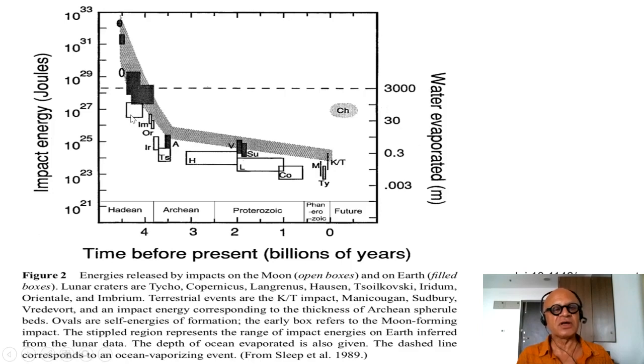the first big impact. So the Moon itself was formed by a big impact that happened on Earth and took out a chunk of Earth and created the gravitationally trapped Moon that rotates around the Earth.